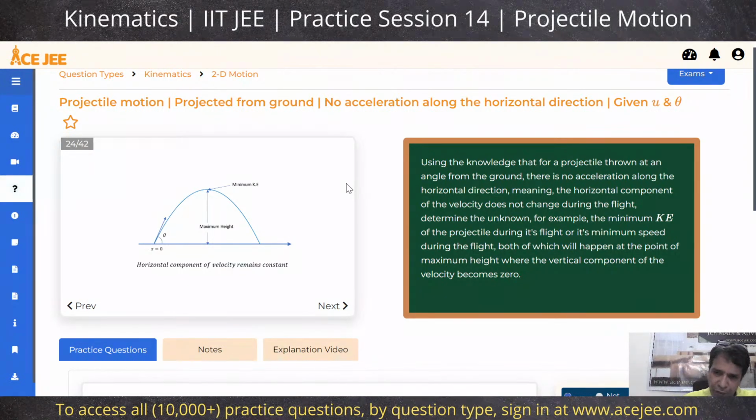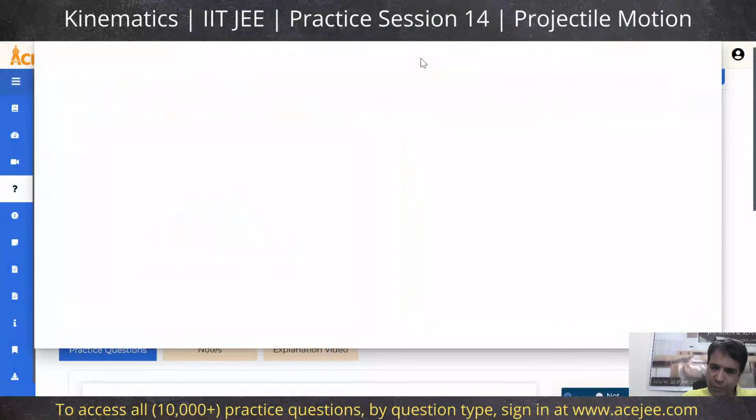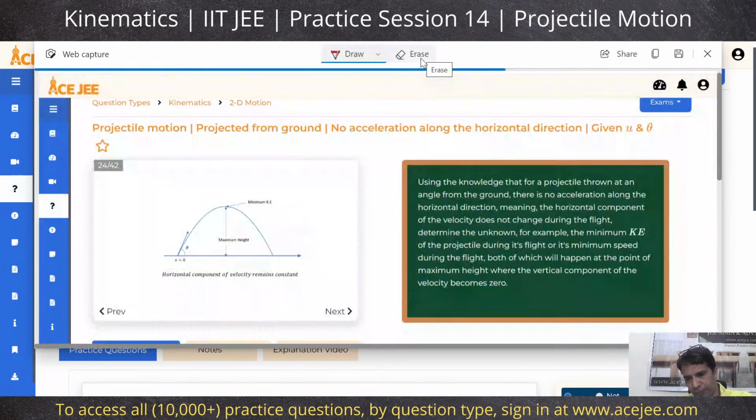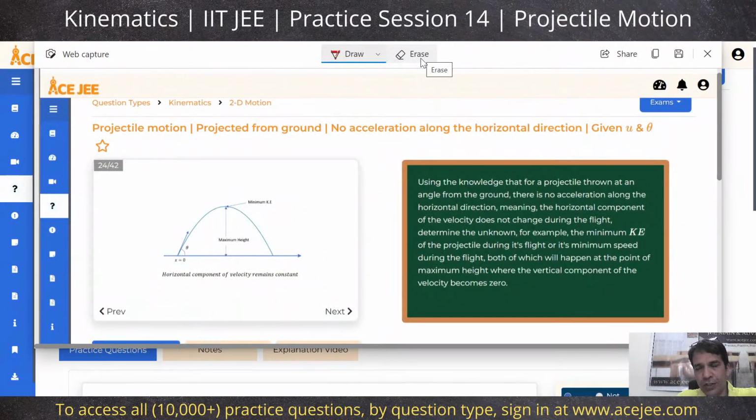So in the very first one, very simple concept here. So you have a projectile thrown from the ground and it lands back onto the ground, right? So what are the governing equations for the particle which has been thrown at an angle from the ground? So the particle is moving in the horizontal as well as in the vertical direction.